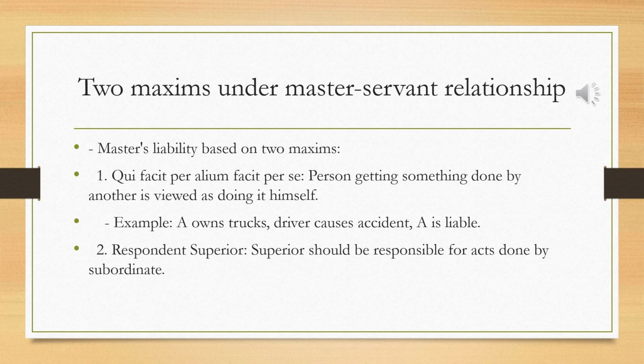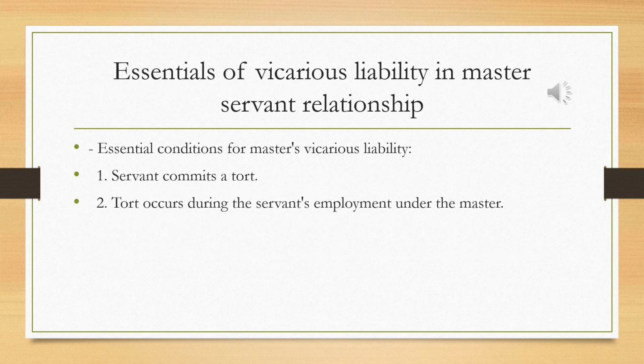Number 2, respondeat superior. What does it mean? It means that the superior should be held responsible for the act done by his subordinates. These two maxims have played a very significant role in the development of the law of vicarious liability of the master. Next, coming to the essentials of vicarious liability in a master and servant relationship.